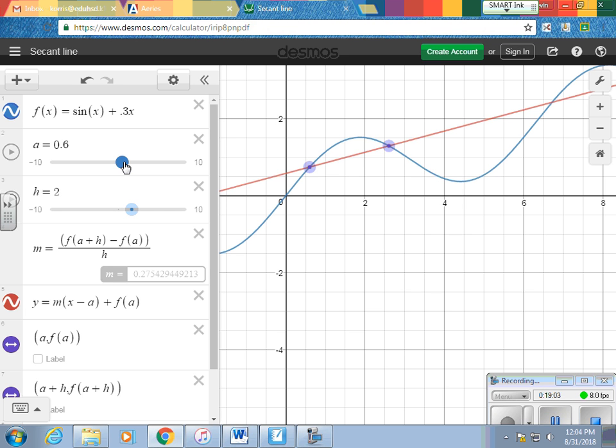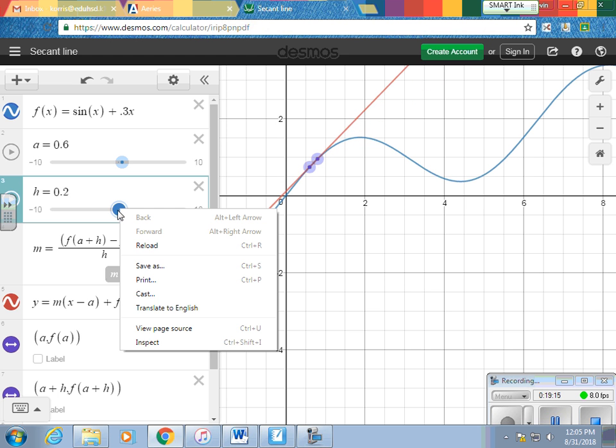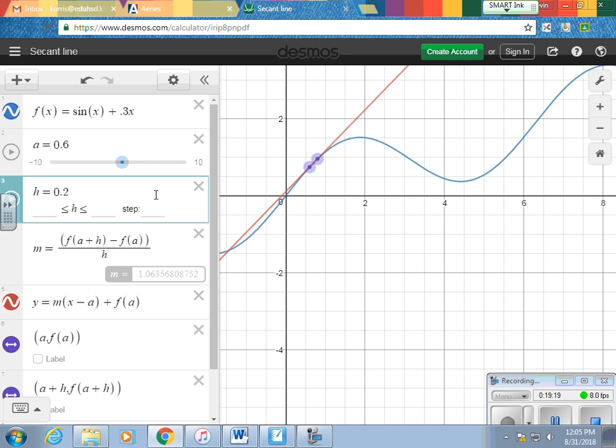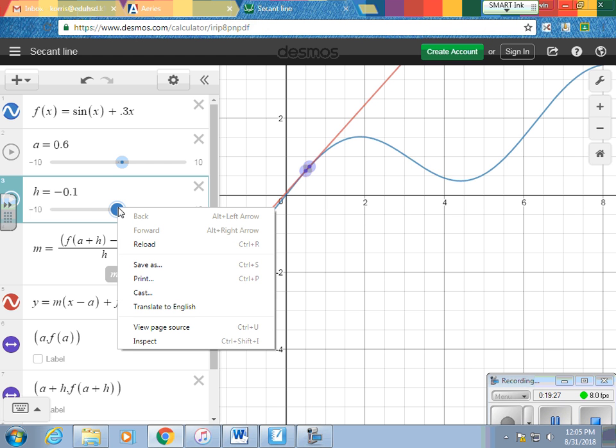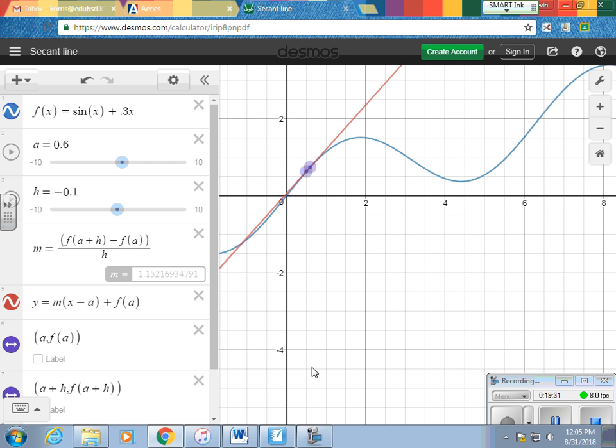If I make it smaller, I'm making the distance between these 2 points smaller and smaller. Notice what's going on here. Eventually, if I do this, I pass through it. Why is it doing that? Here, I'll do it on the computer. It'll work better with the mouse.